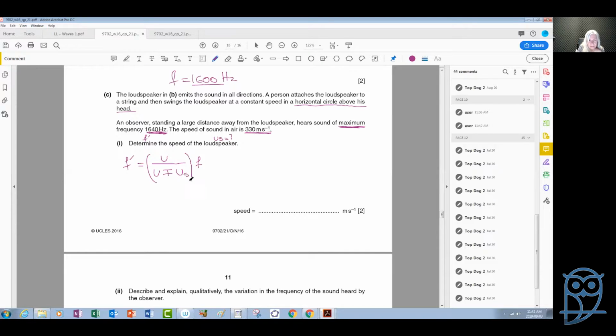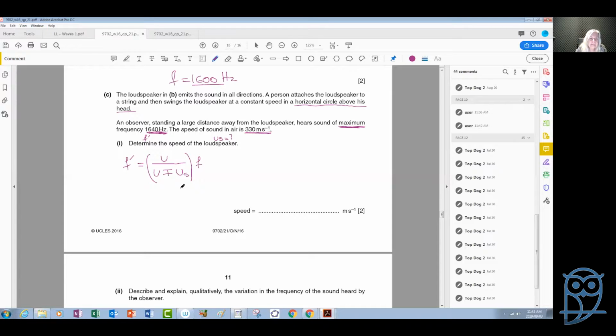In your case, according to your syllabus, the Cambridge syllabus, you only deal with problems where the source might be moving relative to the observer. You don't deal with problems where the observer might be moving as well. So we have one less variable.